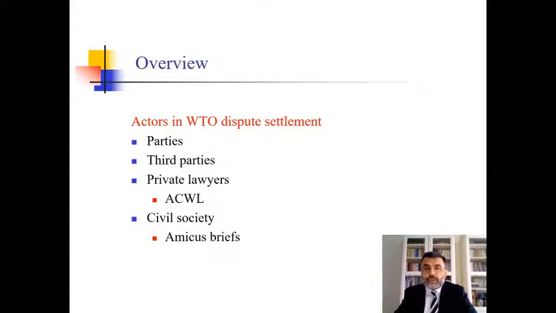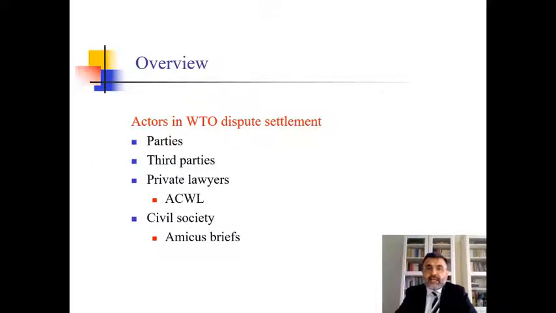You also have private lawyers who play a role. Often WTO members engaged in dispute settlement are represented by private lawyers. In this context, I should also mention the Advisory Center on WTO Law, the ACWL, which is an organism created for the purpose of providing legal services to developing country members of the WTO at reduced fees, those members when they are engaged in dispute settlement. So a developing country member of the WTO may either hire private lawyers or find lawyers from the Advisory Center on WTO Law, which is based in Geneva, like the WTO.